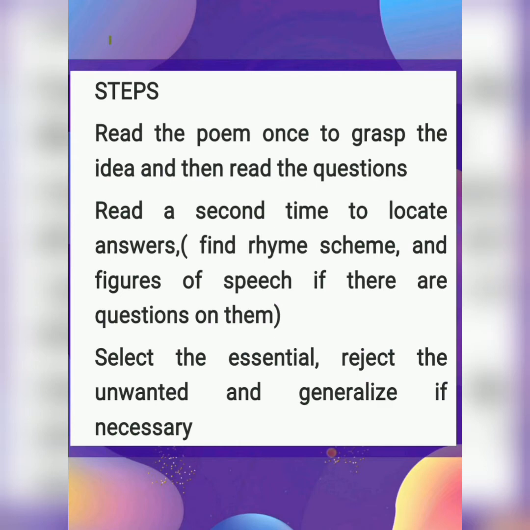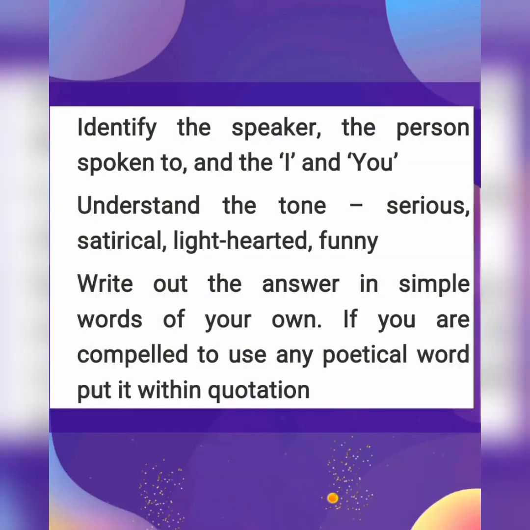Now, let's see the steps to evaluate this poem comprehension. For your better understanding, I have given you a few clues. Read the poem once to grasp the idea and read the questions. Read a second time to locate answers. Find rhyme scheme and figure of speech if there are questions on them. Select the essential you need and reject the unwanted, and generalize the poem if necessary.